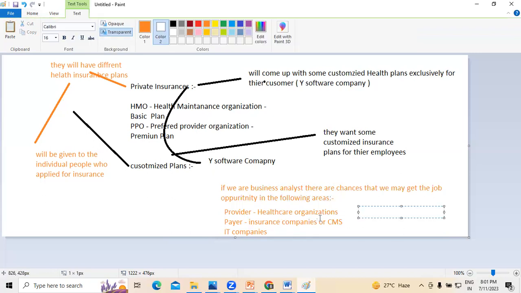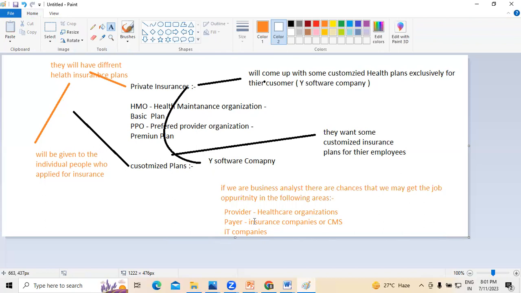Why I'm saying all this is because if you are a BA, when you are working for any organization, the roles and responsibilities we need to render vary depending on the kind of customer, the kind of employer where you have joined. For example, you are working for a healthcare organization or a hospital which is very big in the US. Whatever job responsibilities you need to render as a business analyst will be different.